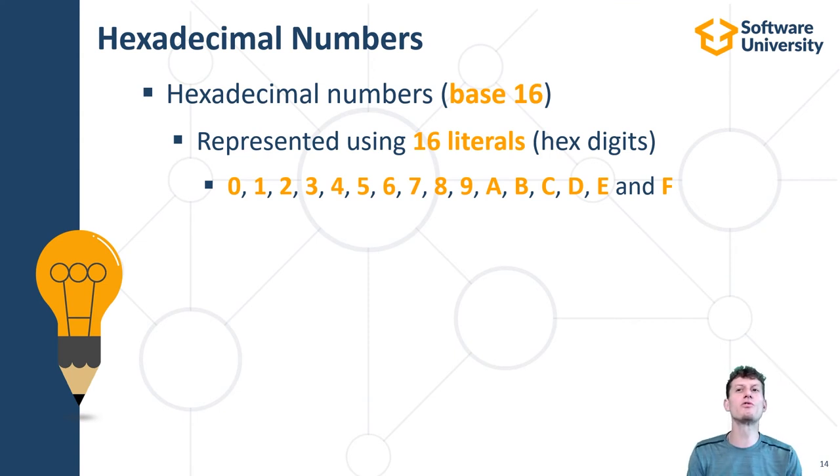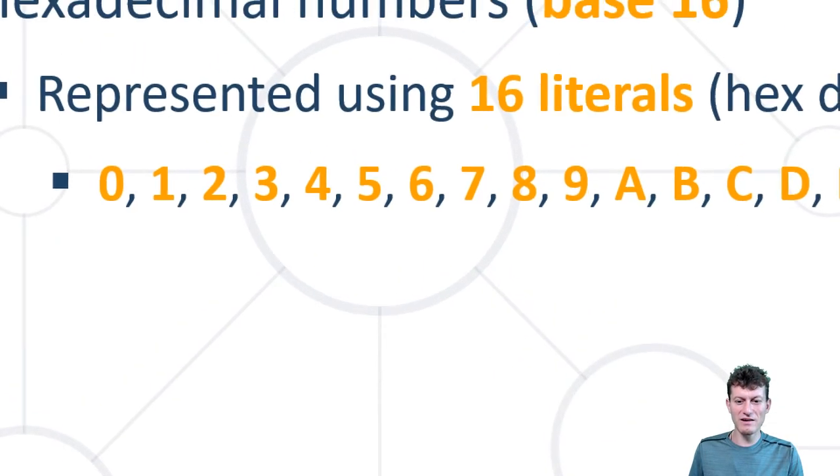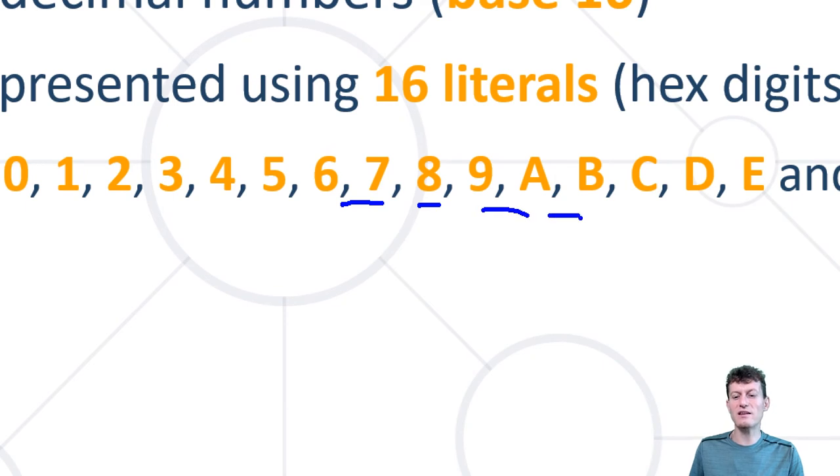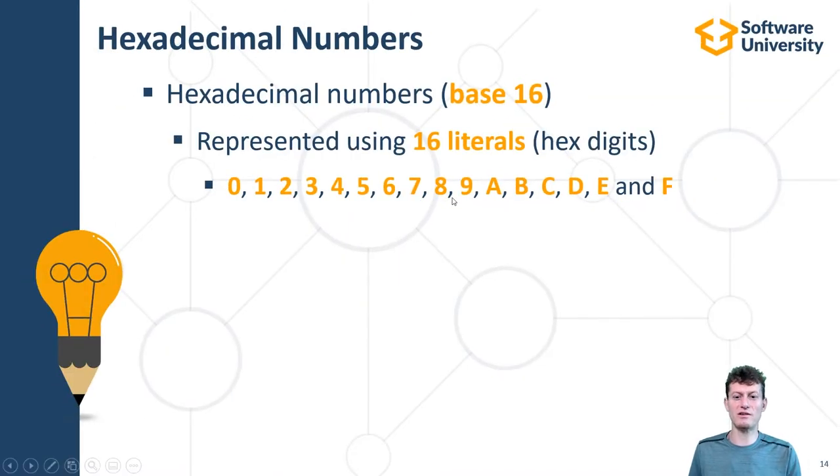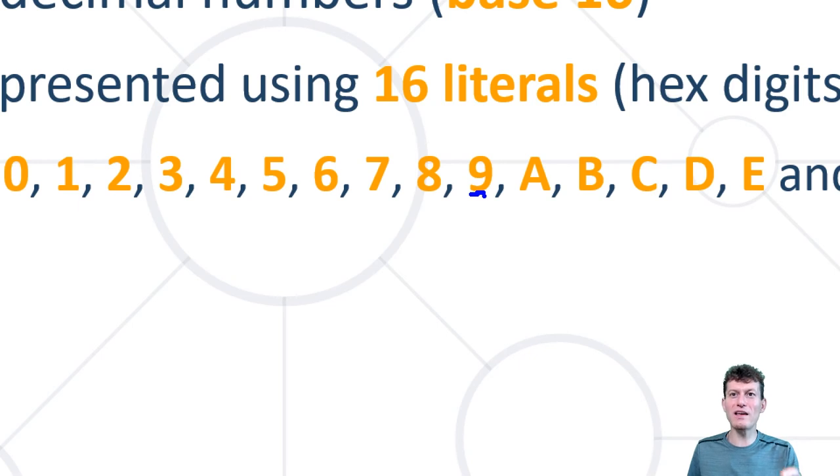Hexadecimal numbers, also known as hex numbers, are widely used in computer science. Hex numbers use base 16 and are represented by a sequence of hex digits. The hex digits are the following literals: 0, 1, 2, 3, 4, 5, 6, 7, 8, 9, A, B, C, D, E, and F. Know that after 9, the next digit is A, which has a decimal value of 10.